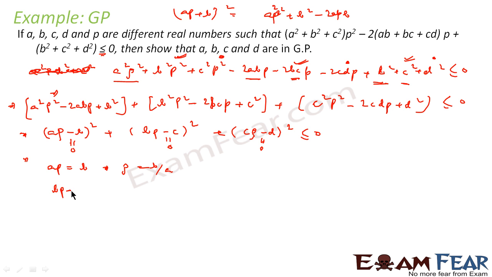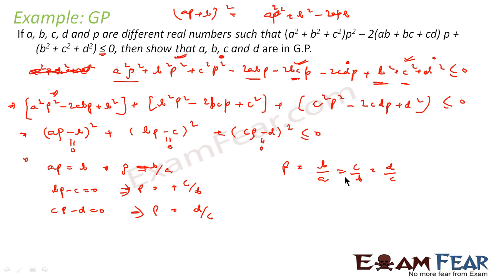Similarly, BP minus C is equal to 0, or we say P is equal to C by B. And here also we get CP minus D equal to 0, or P is equal to D by C. So we have got P is equal to B by A is equal to C by B is equal to D by C.